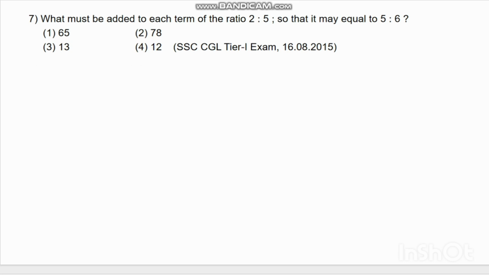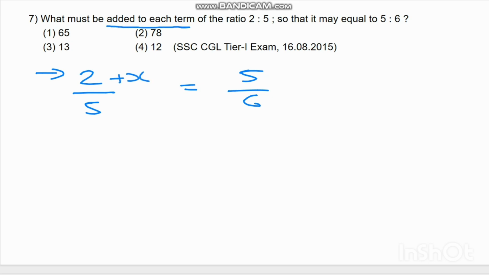Guys, these are another kind of questions. By doing just a simple calculation, we got this as answers. Here given that 2 by 5 equal to 5 by 6 by adding some term. We don't know the term. Let us take them as x and here also x.